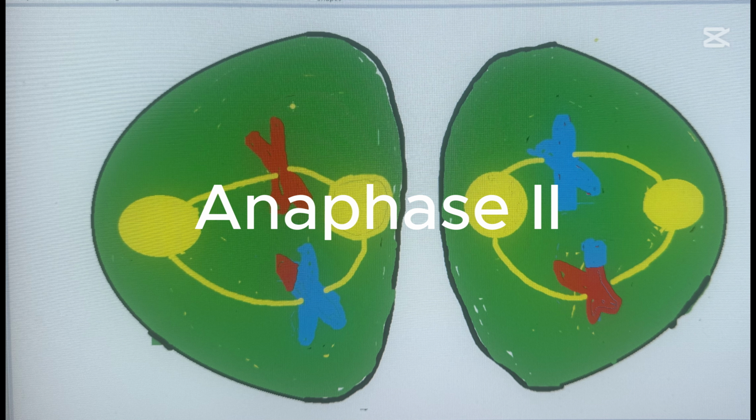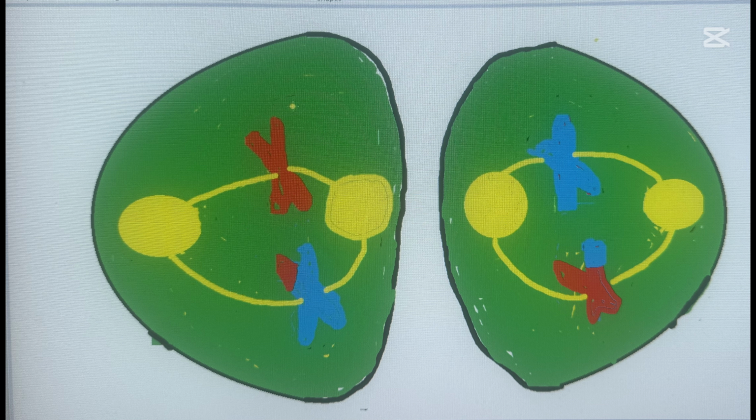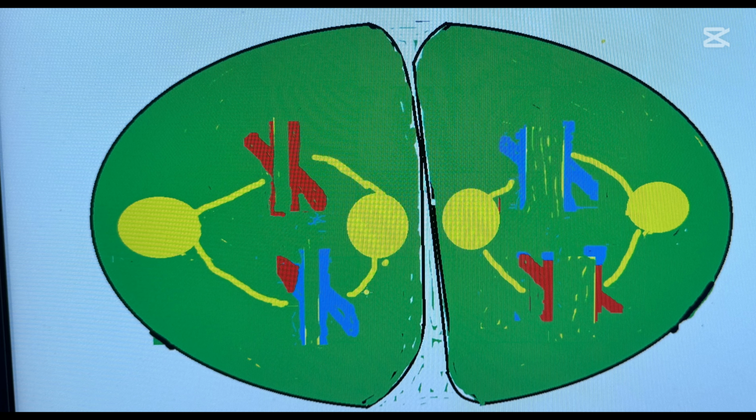The next phase now is anaphase 2. In this phase, the sister chromatids of each chromosome are pulled apart and move towards opposite poles of the cell. The main difference between anaphase 1 and 2 is that in anaphase 1, homologous chromosomes separate from each other, while in anaphase 2, sister chromatids within a chromosome separate.